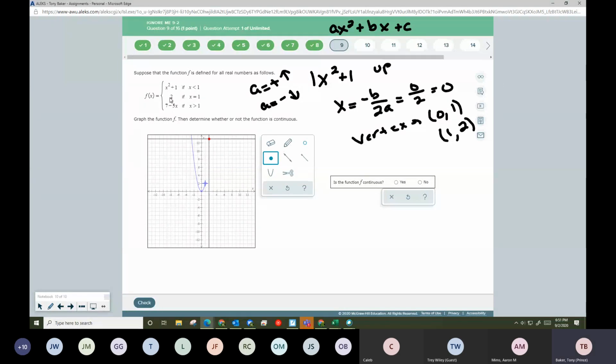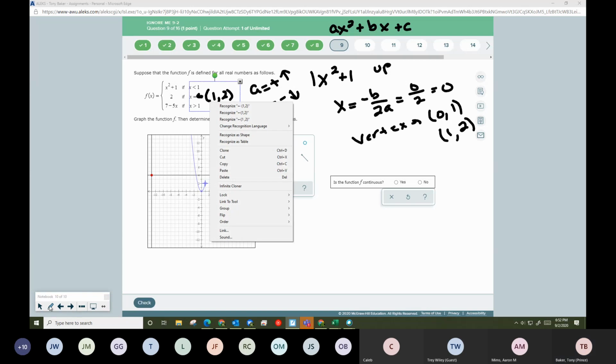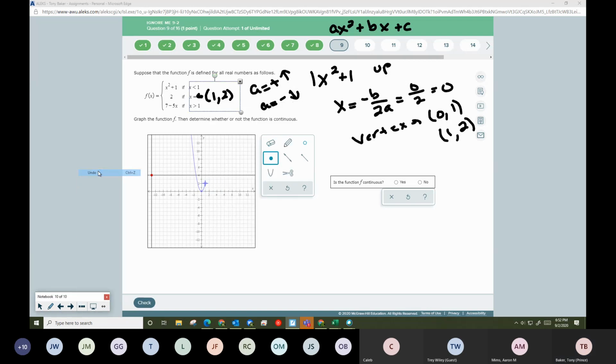Now the next line, it says 2 if x equals 1. So that line right there, that's 1 point. That point is just 1, 2. That's that point right there. So that's going to be an open or a closed dot at 1, 2. So now I'm going to put my closed dot there at 1, 2.